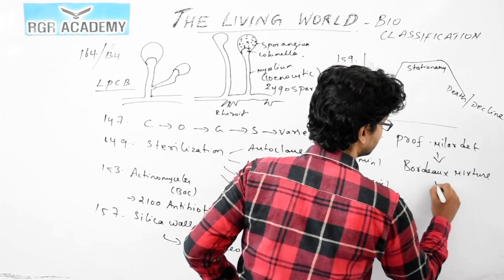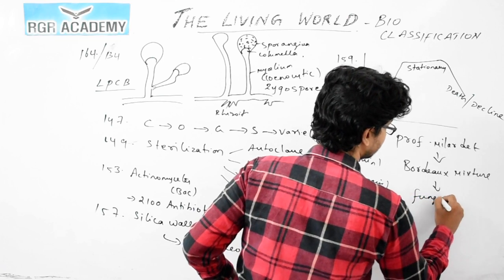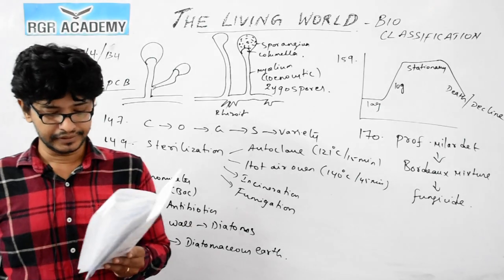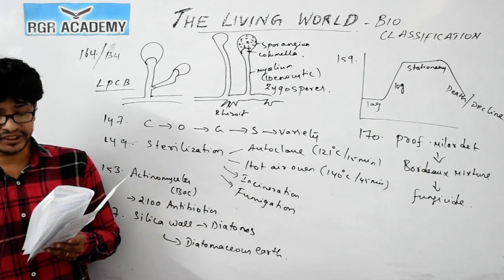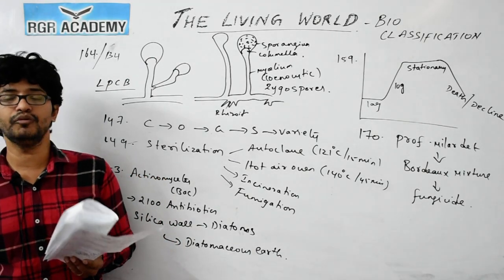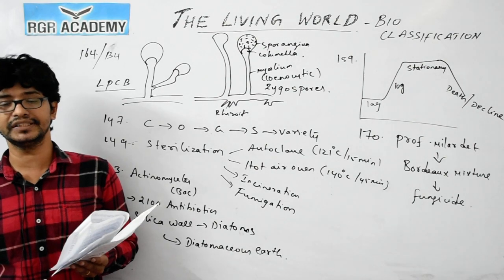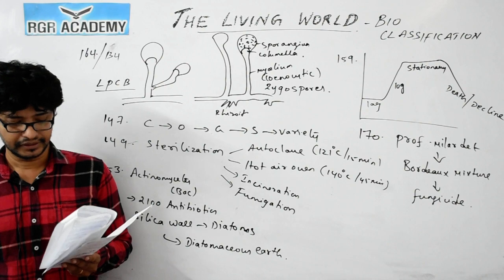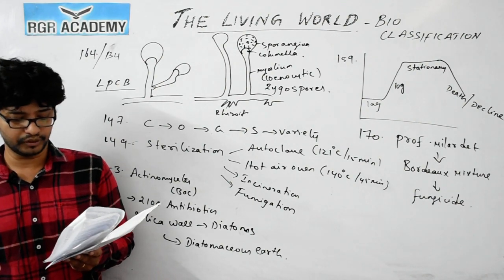This Bordeaux mixture is used as a fungicide, for killing fungi. This mixture is also called the holy water for plant physiology and is effective against white rust, mildews and blights. Option 3 is the correct answer for 170.